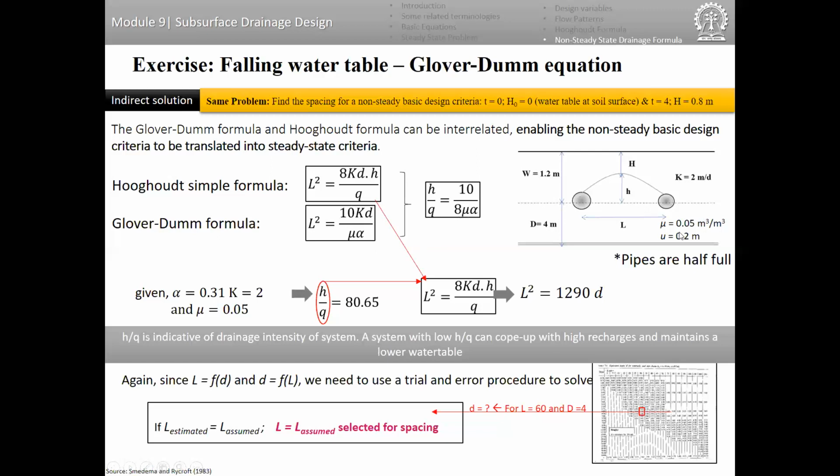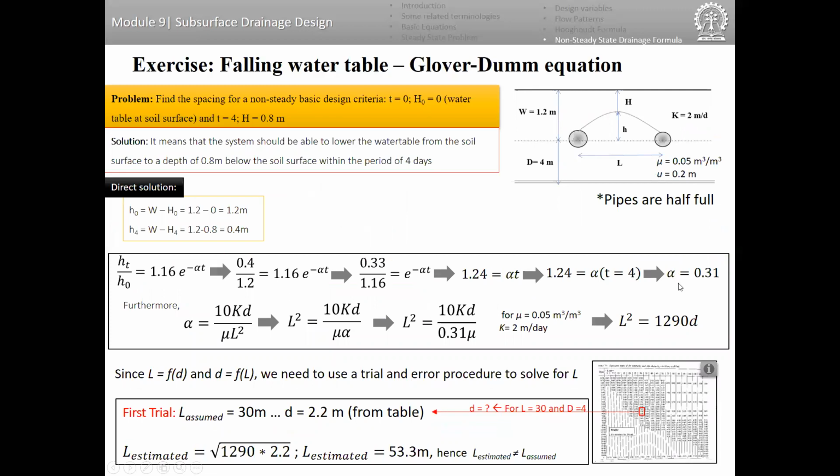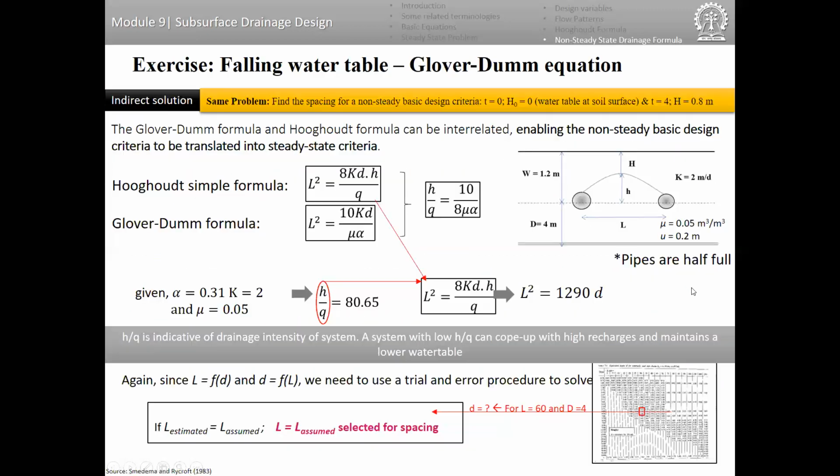Now in the problem, the other data given to us: alpha we have calculated, the same way as here, alpha is equal to 0.31. K is given as 2 meter per day, mu is 0.05. So h by q we can calculate. By substituting these values in this equation, we can calculate the value of h by q, that is 80.65.